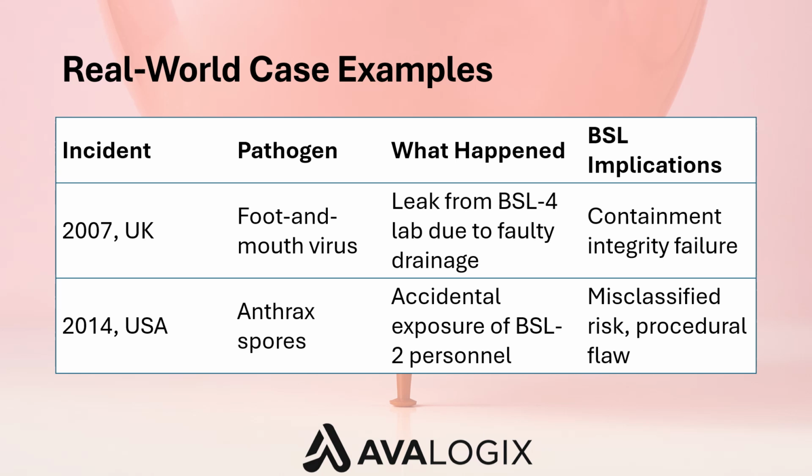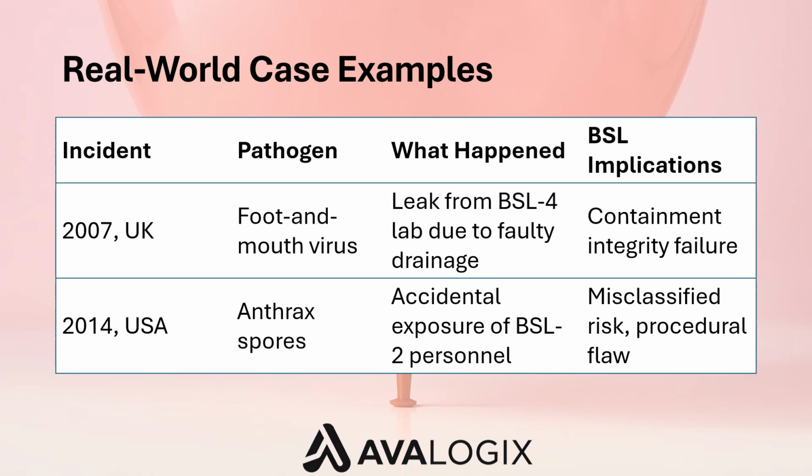The first case occurred in the UK in 2007, where a strain of foot and mouth disease accidentally leaked from a high containment facility due to a broken drainage pipe. The virus didn't escape due to sloppy lab work, but because of a failure in the building's infrastructure. This incident shows that biosafety is only as strong as its weakest link.